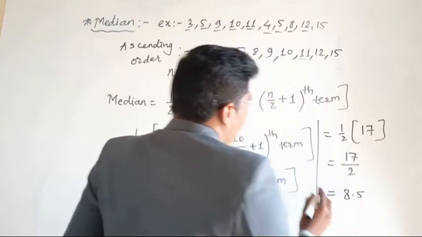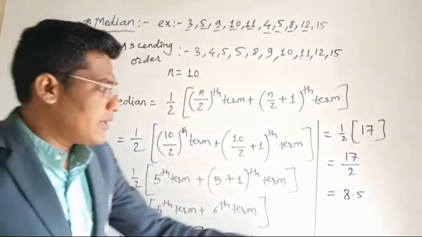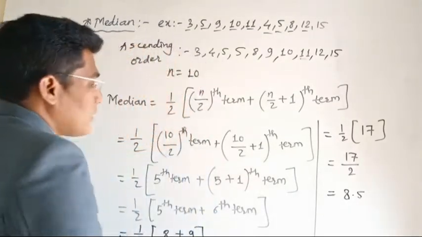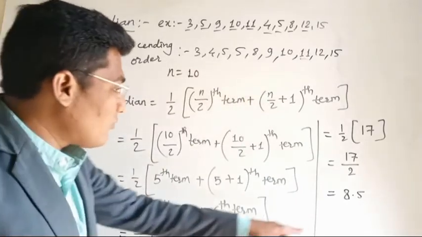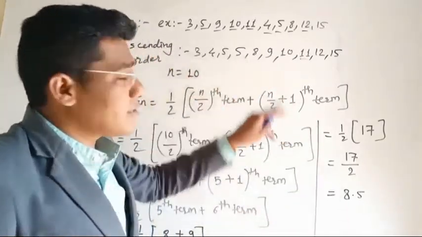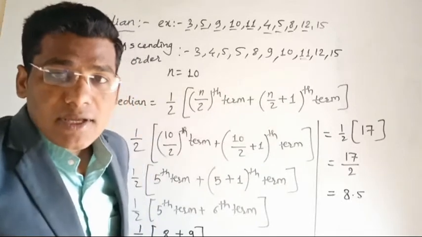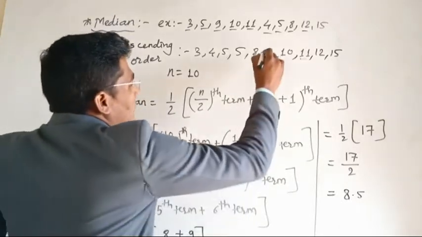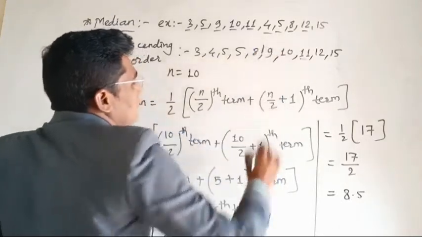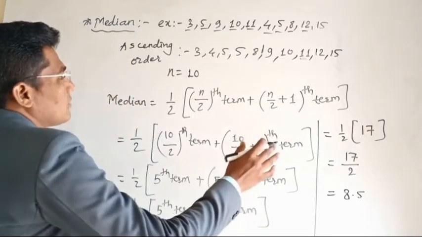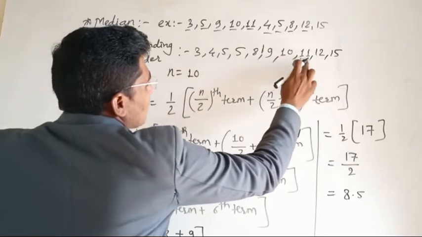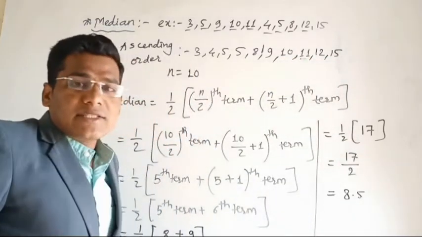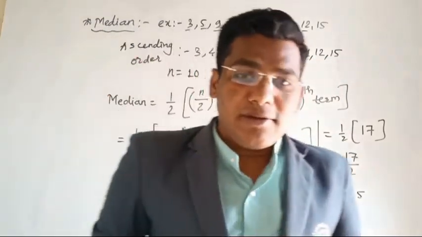The median of the given observations will be 8.5. The 8.5 is not present in the given observations, but it is breaking the observations into two equal parts. The 8.5 will be present here, and it will break the observations into equal parts. See, 1, 2, 3, 4, 5 and 1, 2, 3, 4, 5. Okay, this is how we learn about the median.